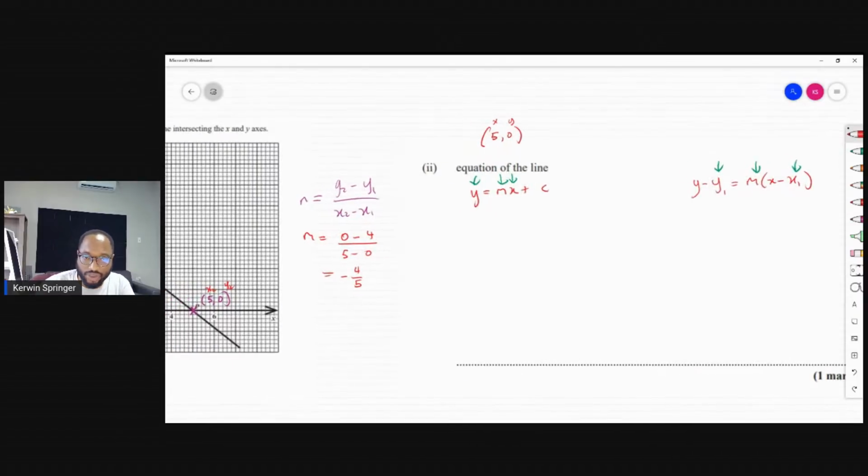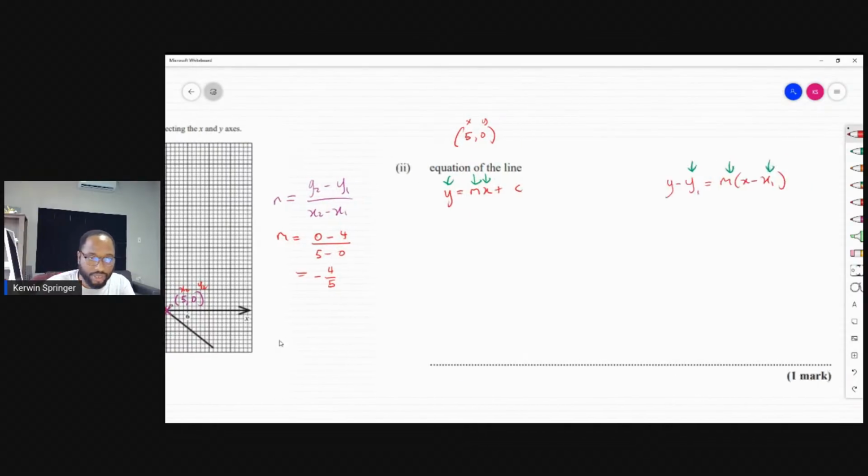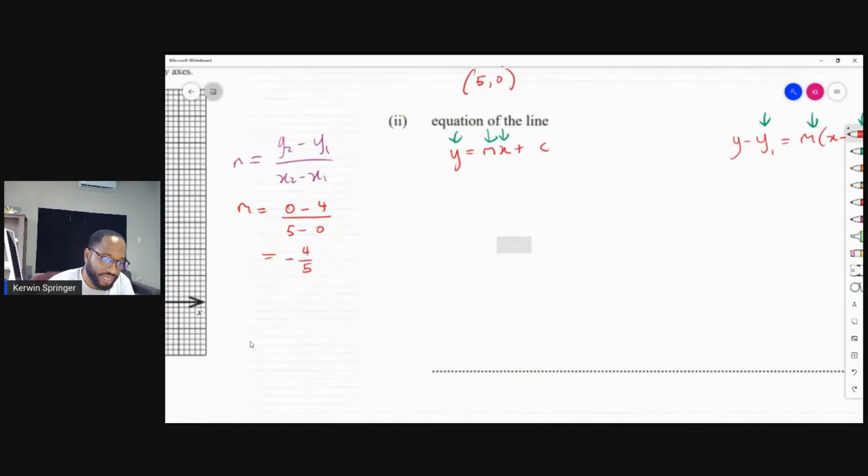I'm using this (5, 0) from here. Remember that point over there? So remember the gradient is negative 4/5. So this is like 0 is equal to m, which is negative 4/5, times x, which is 5. You understand that the 0 came from the y and the 5 came from the x. I'm just substituting, plus c.